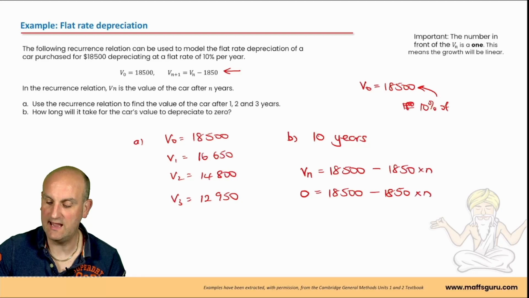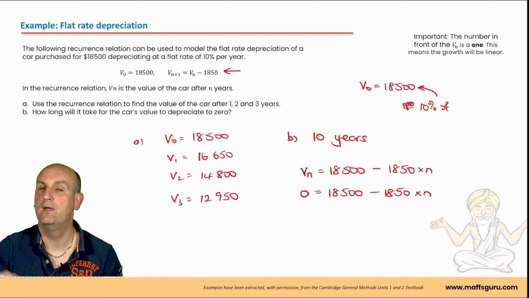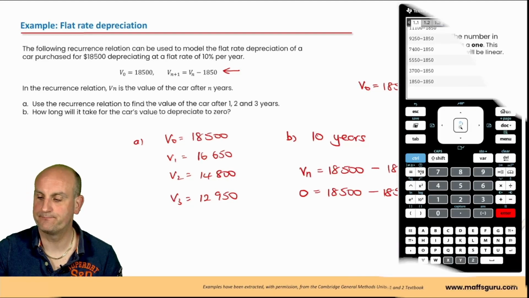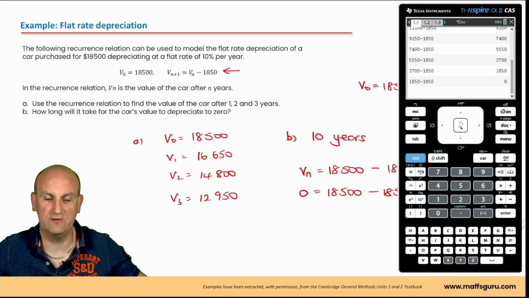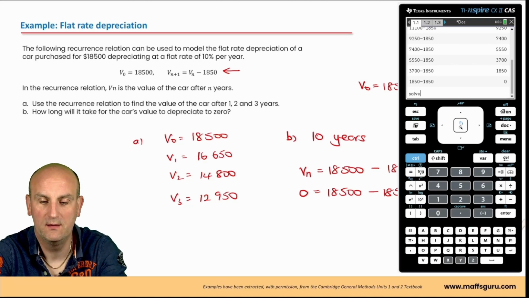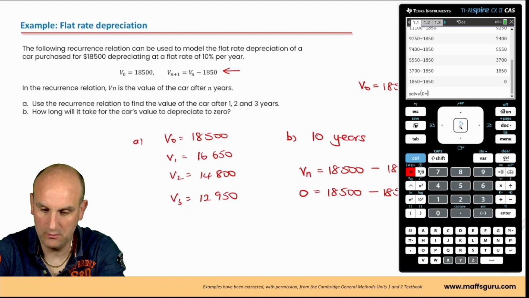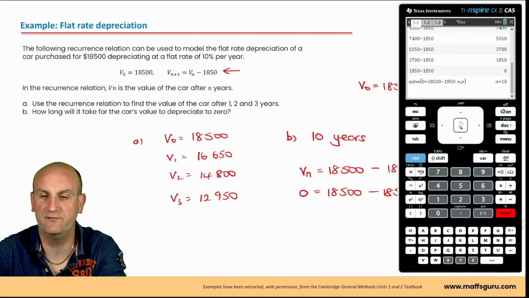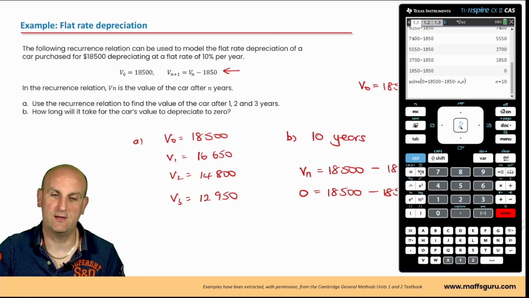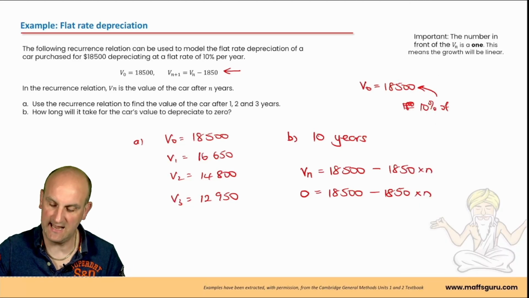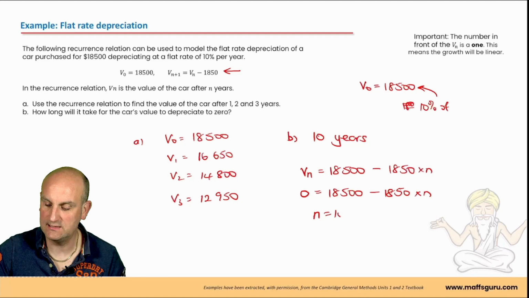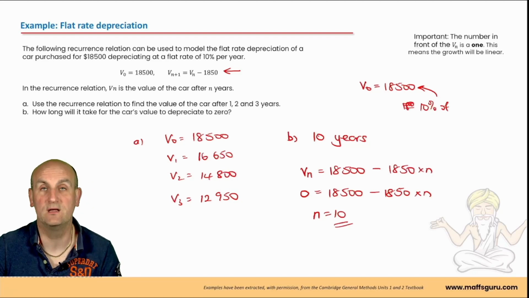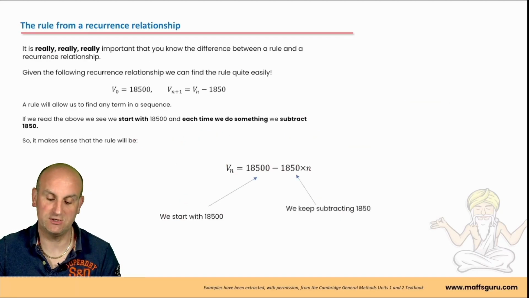18,500 minus 1850 times n. How do you find the value of n? Fire up my calculator again, and actually it's just solve it. So in that situation, I could do solve: 0 is equal to 18500 minus 1850 times n, comma n, because I want to solve for the value of n. And there we go, out comes the value of n as 10. So in that situation, n is equal to 10. So there are 2 different ways of doing it for that particular question.